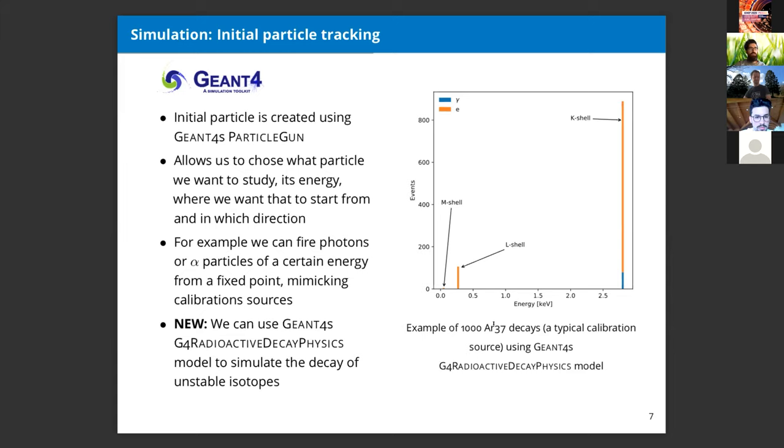Argon-37 is a typical calibration source. And you see that GeoInfor deals with how many events decay via K-shell, electron capture, L-shell, and M-shell, and whether they give you Auger electrons or X-rays. So rather than having to simulate these three peaks separately and normalize the contributions, you can just rely on the model to the point you trust it, of course.